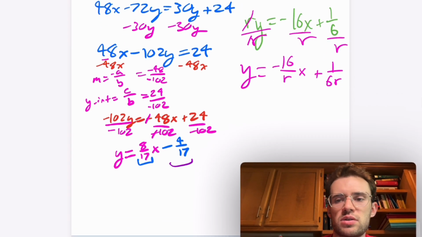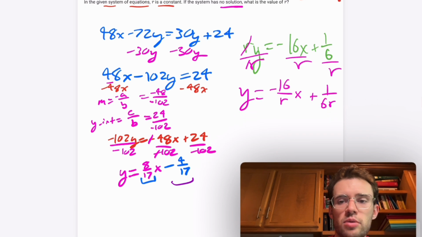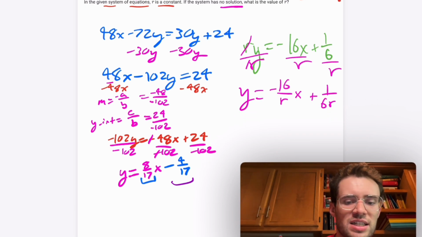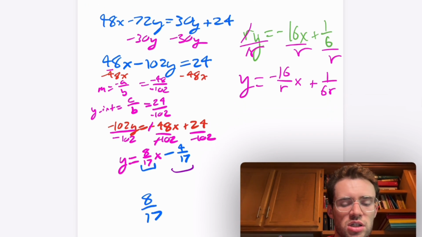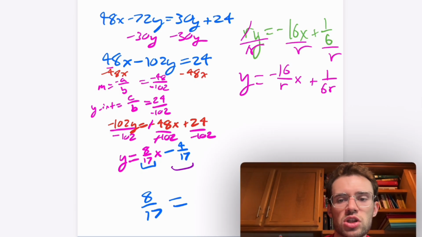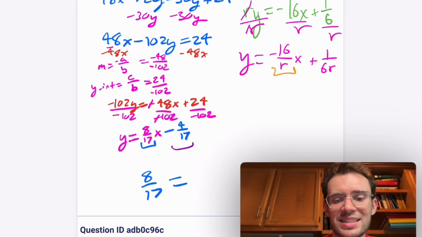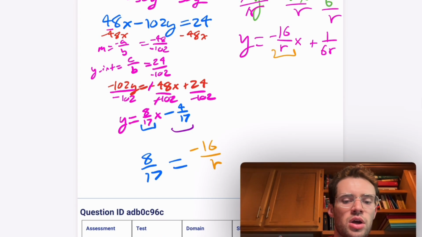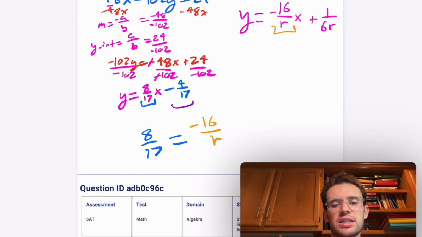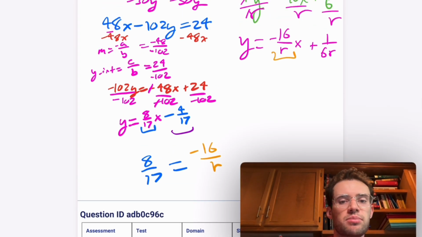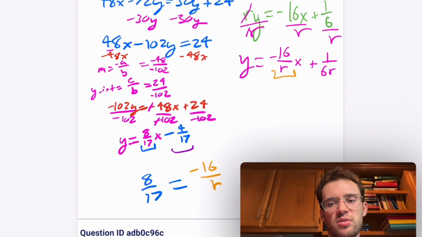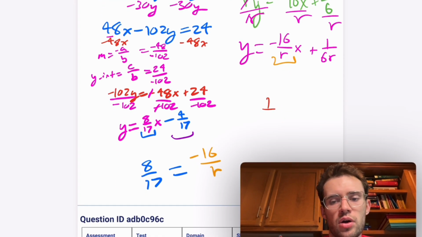So now, just following those rules we said before, our two slopes have to be the same. So 8 over 17 is our slope for this first equation. Has to be equal to, and then the slope for the second one is going to be the coefficient in front of the x when it's in slope-intercept form. So that's negative 16 over r. So 8 over 17 equals negative 16 over r. That's one of the stipulations you need. And the other one is just the y-intercepts have to be different. So basically 1 over 6r, this second y-intercept, is not equivalent to negative 4 over 17.